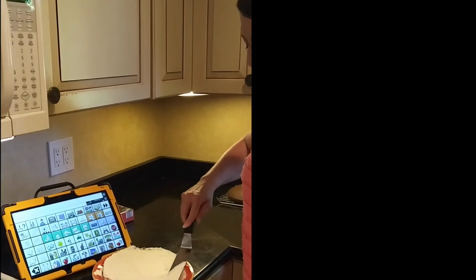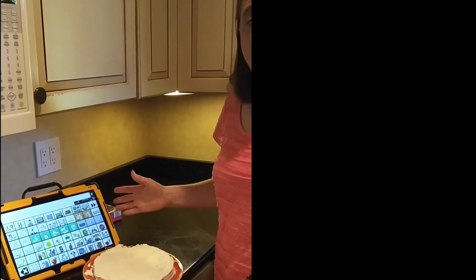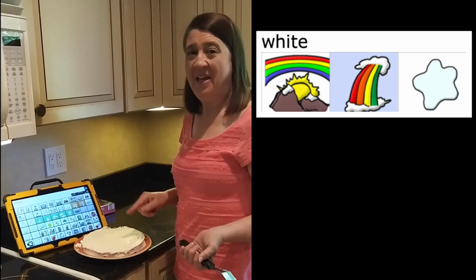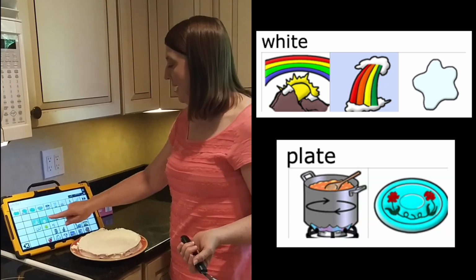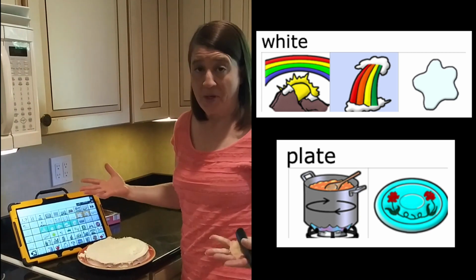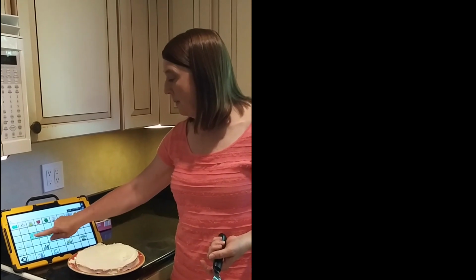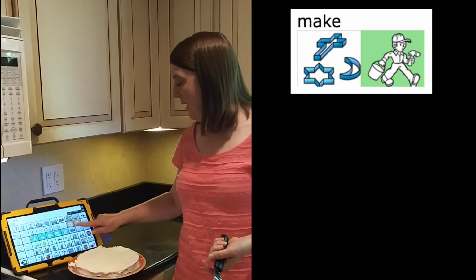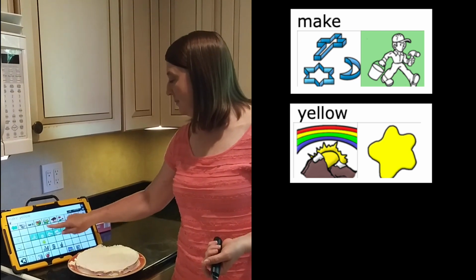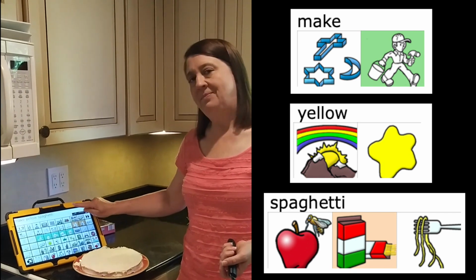Okay. Now our cake is white. It kind of looks like a white plate that we're going to put our spaghetti and meatballs on. The next thing that we have to do is make some yellow spaghetti. Make yellow spaghetti.